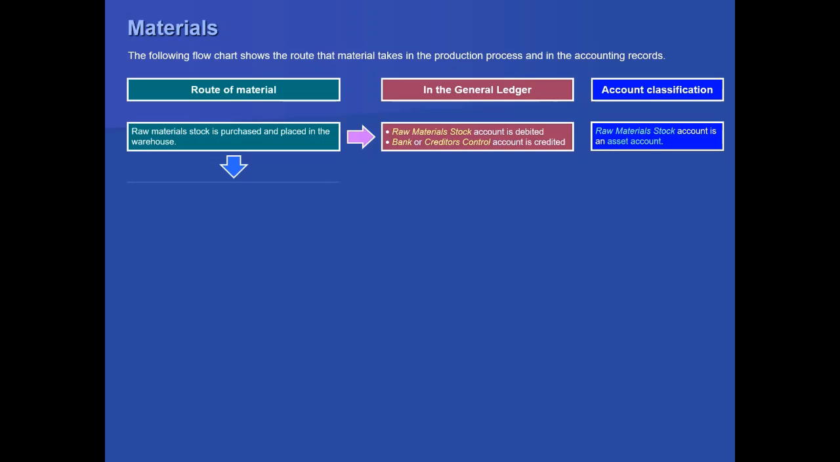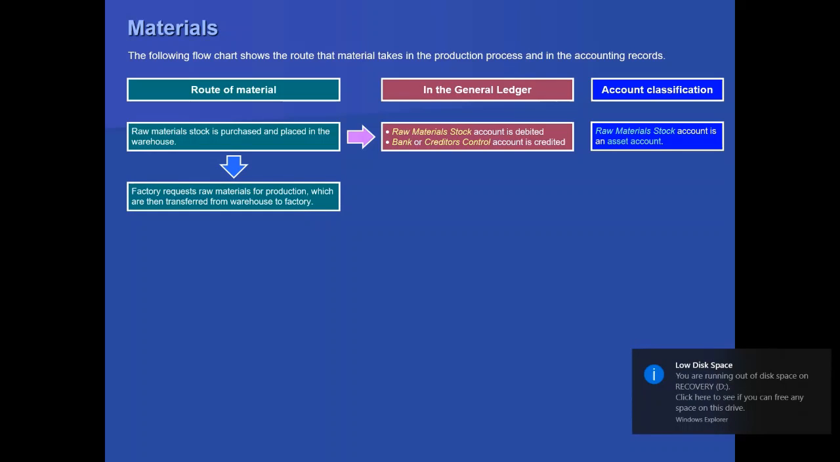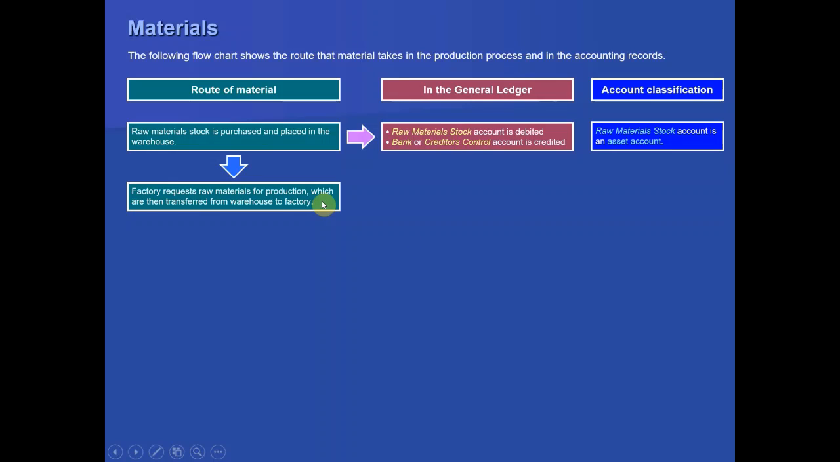So now that the raw material stock is purchased and in the warehouse, from there the factory will request the raw materials for production, which are then transferred from the warehouse to the factory. So this whole process you can think of as a three-room process. The first room is the storeroom, the next room is the factory. The third room will be the display area from where the customer actually can see the product and purchase it.